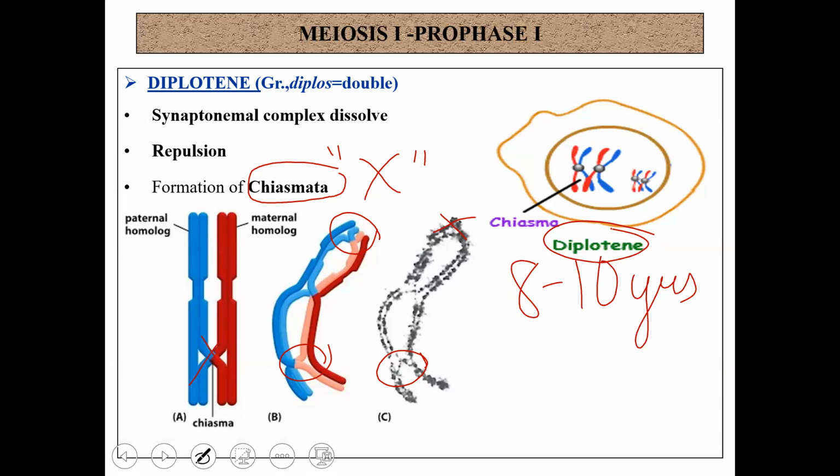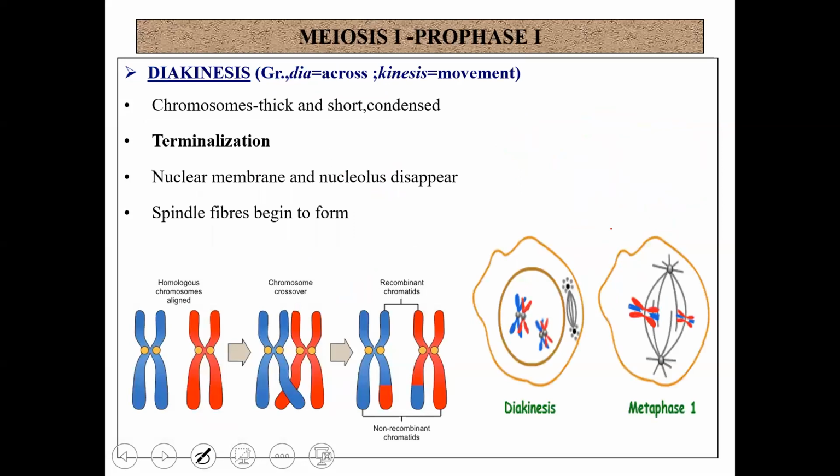Coming to the last stage, that is diakinesis. Dia means across, kinesis means movement. During this stage, if you remember telophase, the condensation, once again there will be uncoiling and then the chromosomes become thick. Even here the chromosomes become thick, short and condensed, just as in mitosis from prophase to metaphase. Now the same thing is going to happen here.